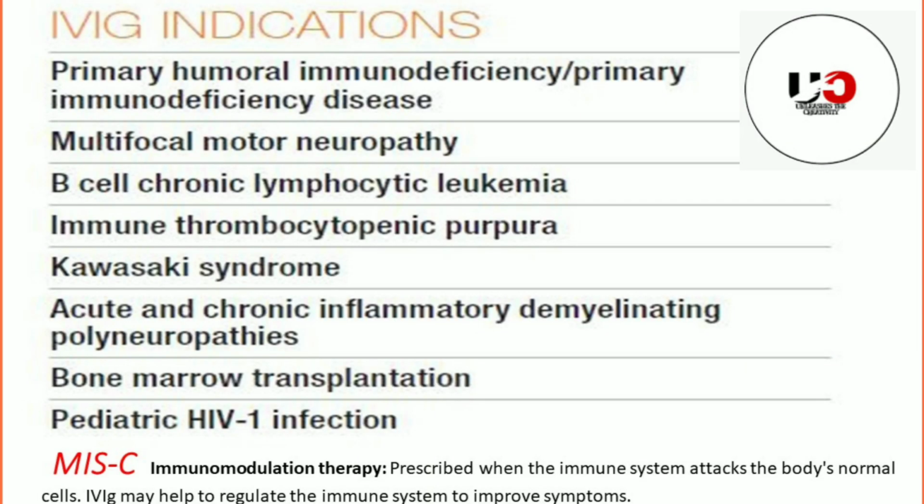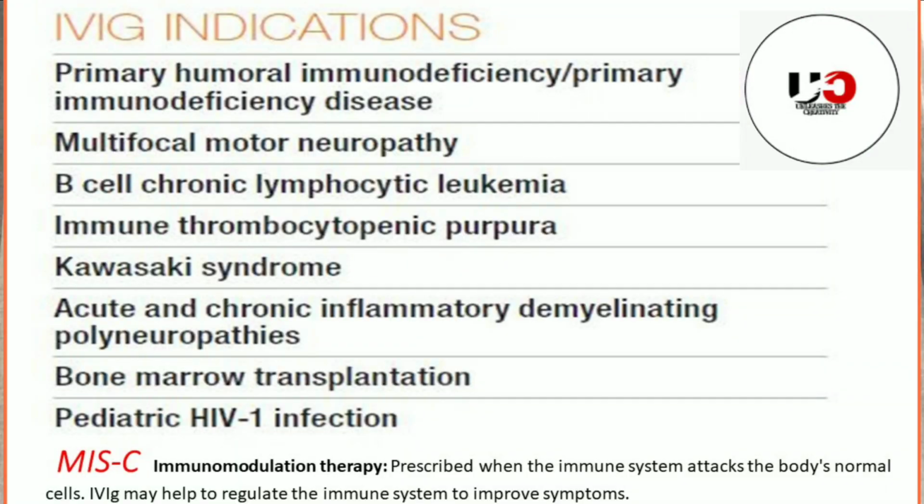Now we will see some of the main indications of IVIG therapy. As we said before, primary humoral immunodeficiency is one of the main indications. What are some of the primary humoral immunodeficiency conditions? Like Wiskott-Aldrich syndrome, hyper IgM syndromes, or other normogammaglobulinemia conditions with a selective antibody deficiency. In such conditions, we use IVIG to prevent infections.